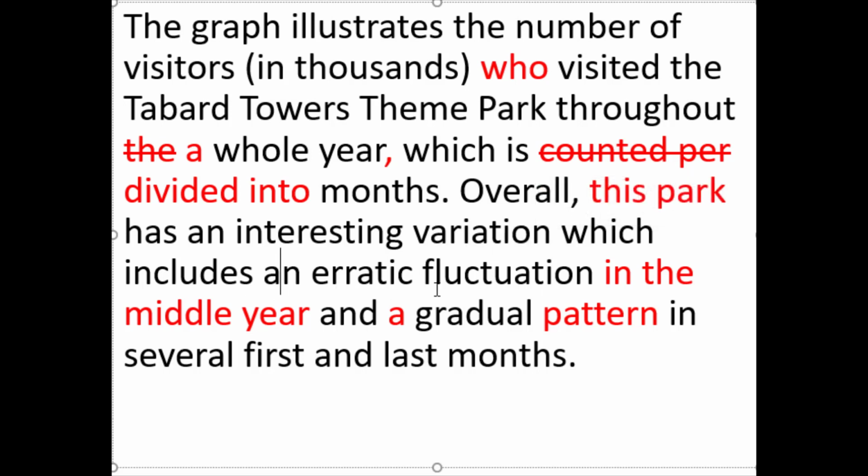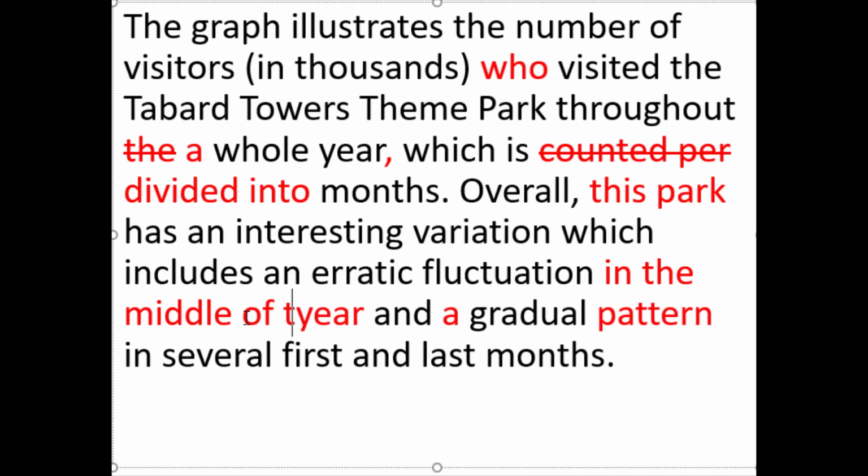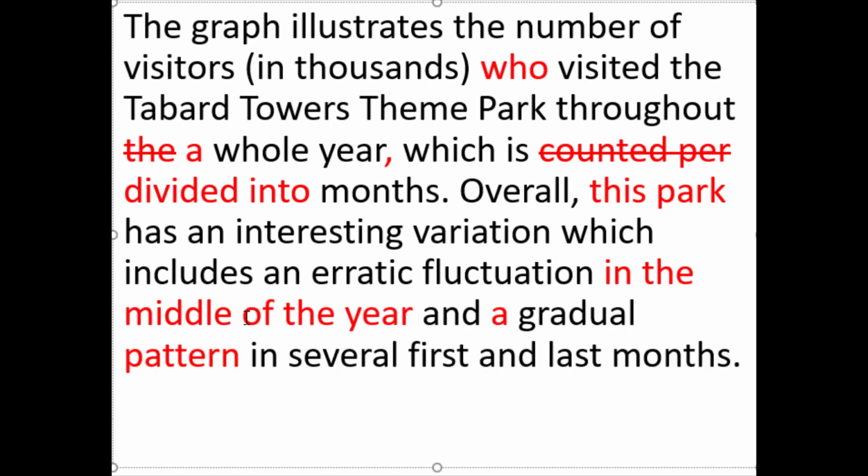Which includes an erratic fluctuation in the middle year. Well, there's only one year. So what is the middle year? So it's in the middle of the year. In the middle of the year. Now, pattern is a countable noun, so we need the article: a gradual pattern.